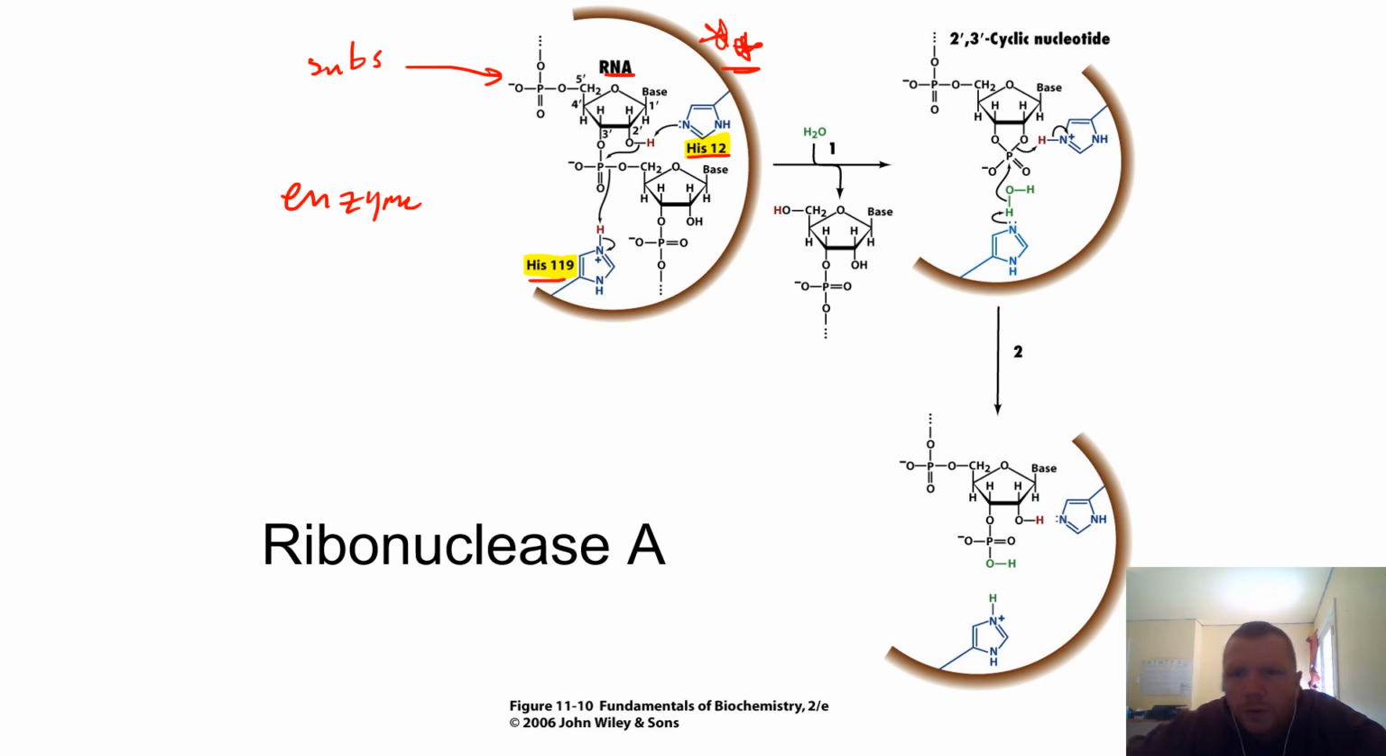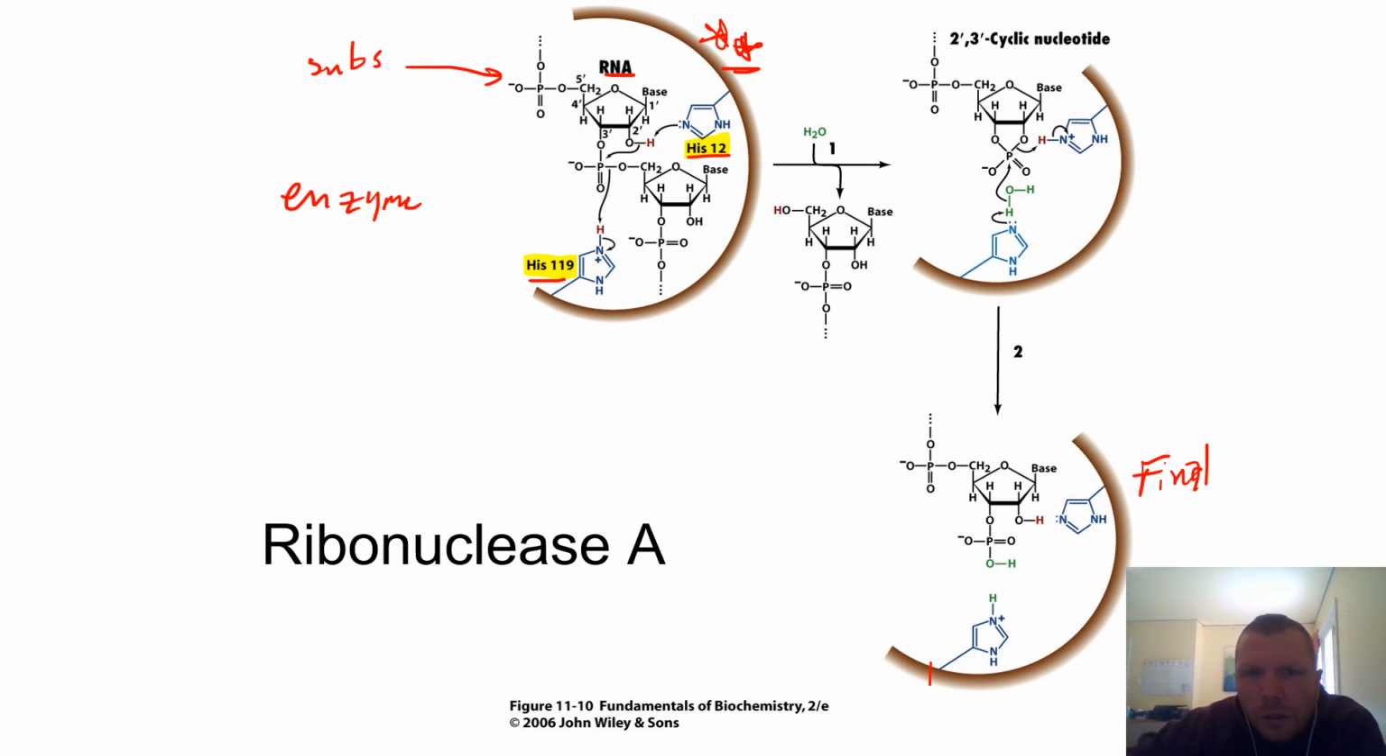Histidine 119 is protonated. Then if we look at our final state right here, our histidine in that same position is again deprotonated, and our histidine in this position right here is protonated. Now, what you can see is that your RNA molecule is broken.